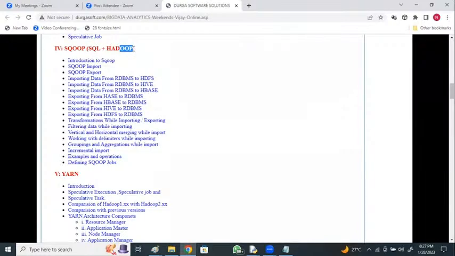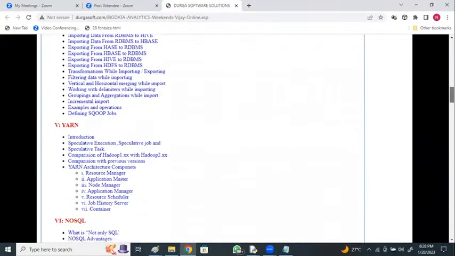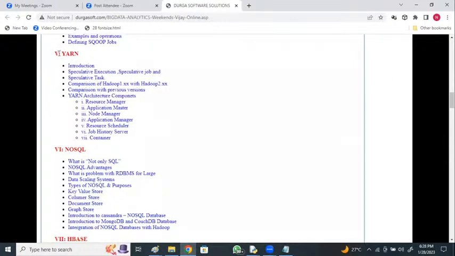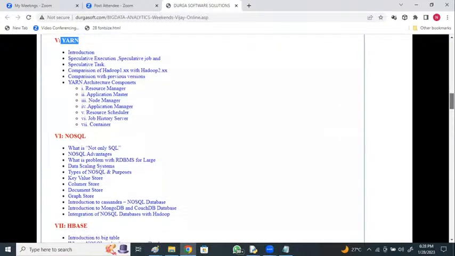Import and export operations: how to pull data from different databases, process it, and after processing, take the data back to the databases. It's not for processing, just for importing and exporting data, along with filtering and transforming. Then YARN, Yet Another Resource Negotiator. From Hadoop 2 onwards, we got many architectural changes. And as a Hadoop and Spark developer, you need to have an idea about at least one NoSQL database.